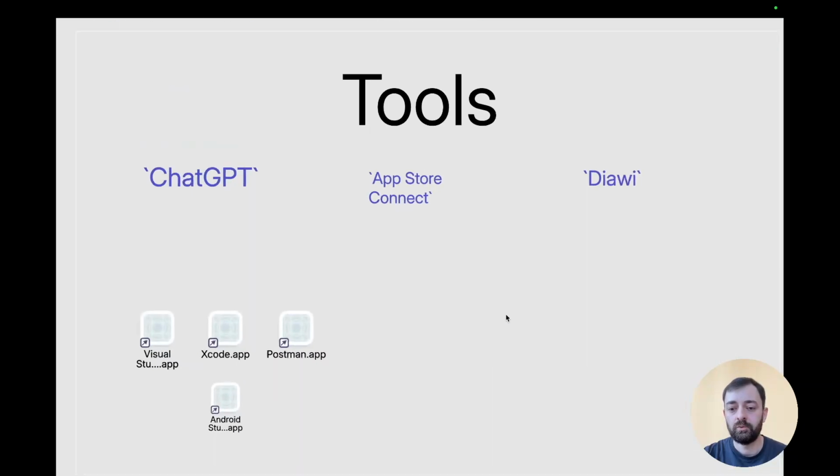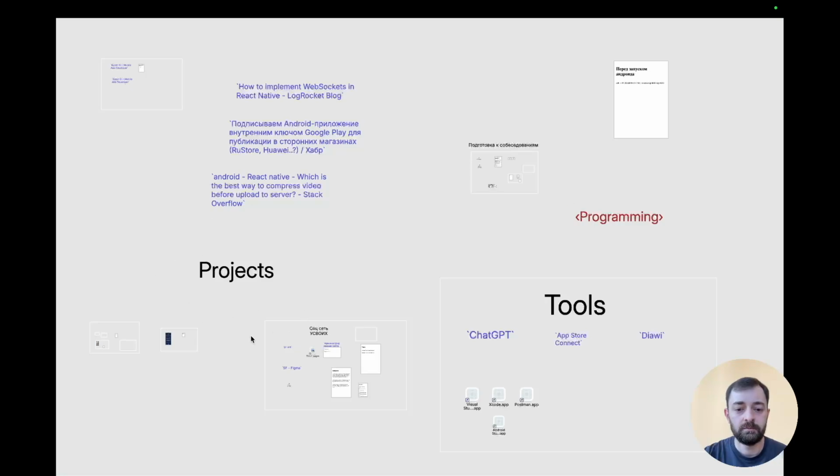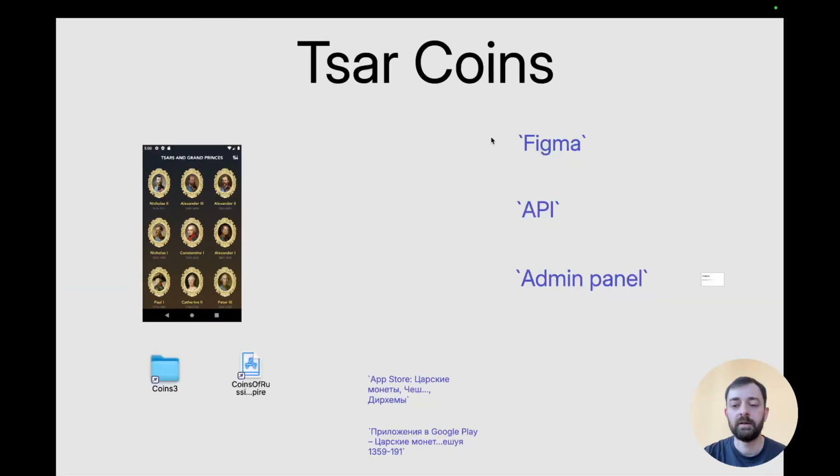Here you can see I have some tools that may be useful for any project. Here I have projects, one project, another project. Here I have a set of projects I do for one client, some coin catalogs. Here I have some useful links like graphic design, API documentation, admin panel, and here I have the password for the admin panel. Here I have links to app stores. This links to the source code, and so on.